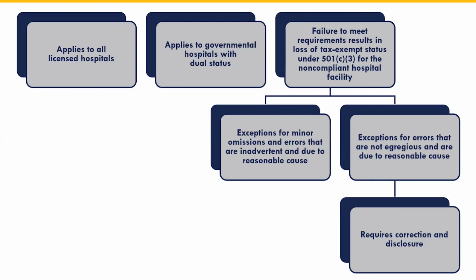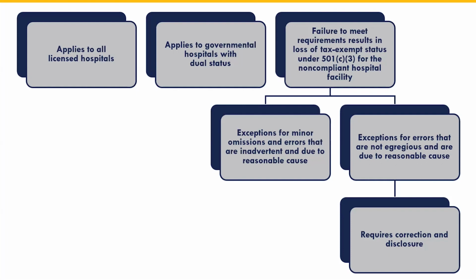Now, there's some exceptions that are put into the rules with respect to minor errors, minor omissions that could happen and are due to reasonable cause. So some of the examples they would show there with respect to community health needs assessment is you had your assessment available on your website. Your website crashes for a couple of days. So you have some days where it's not publicly available. They'd say that's a minor reasonable error.